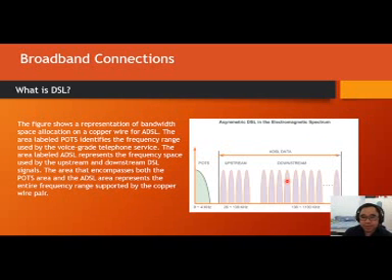Okay. So the figure shows a representation of bandwidth space allocation on copper wires for ADSL, asymmetric DSL. The area labeled POTS identifies the frequency range used by the voice grade telephone service. Okay, so POTS. The area labeled ADSL represents the frequency space used by the upstream and the downstream DSL signals. The area that encompasses both the POTS and the ADSL represents the entire frequency range supported by the copper wire.